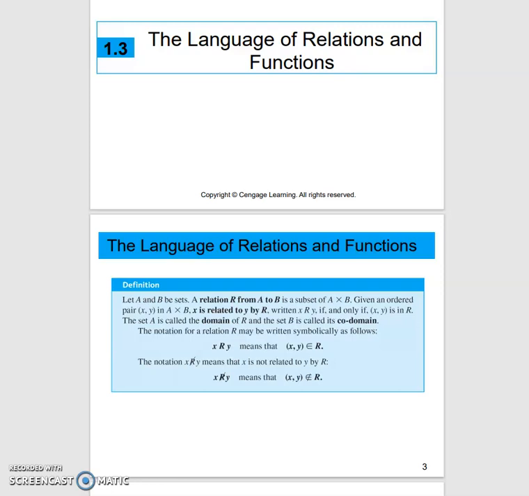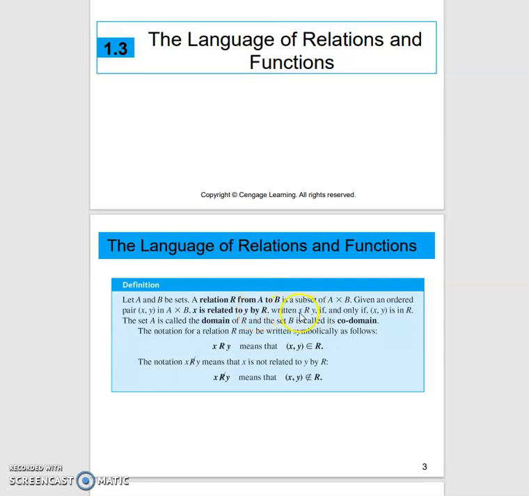Section 1.3, the language of functions and relations. So let's start with a relation. We're going to say a relation R from set A to set B is a subset of A cross B. This means if we have the ordered pair x comma y in that cross, we say that x is related to y by R.